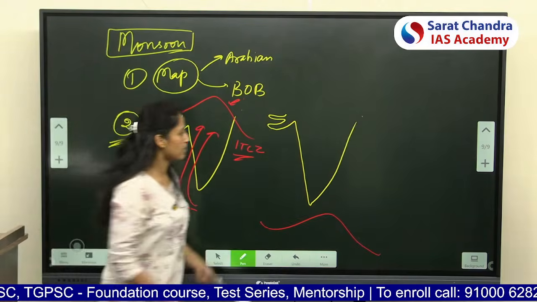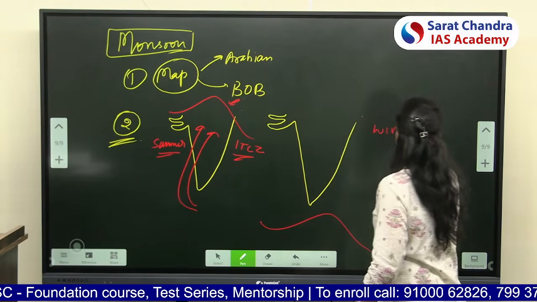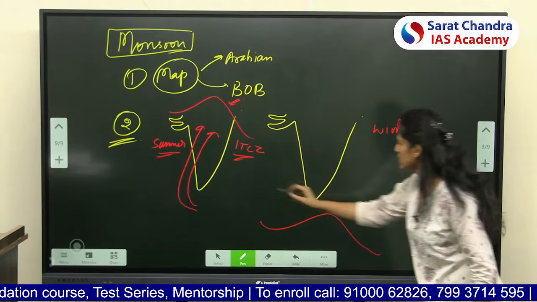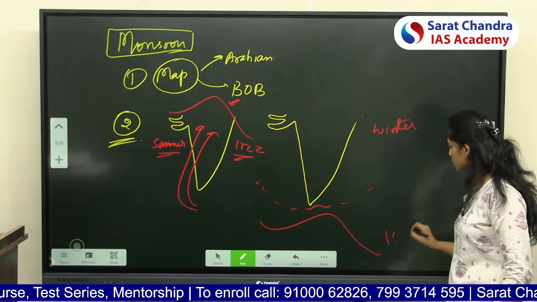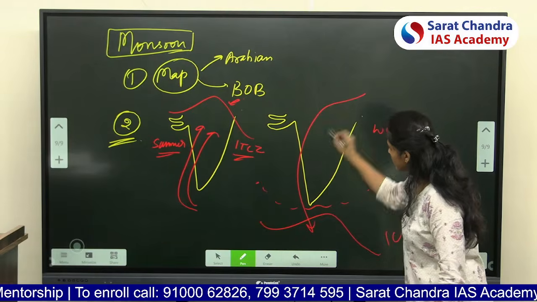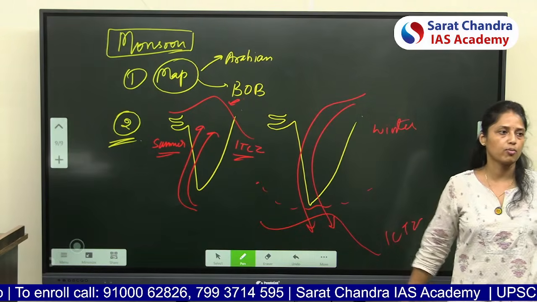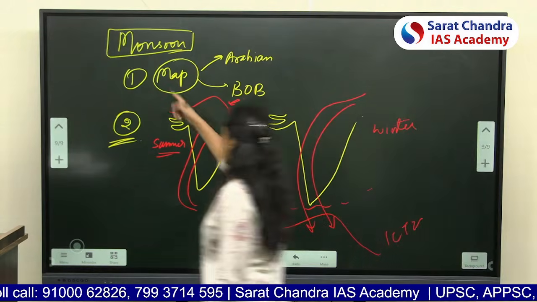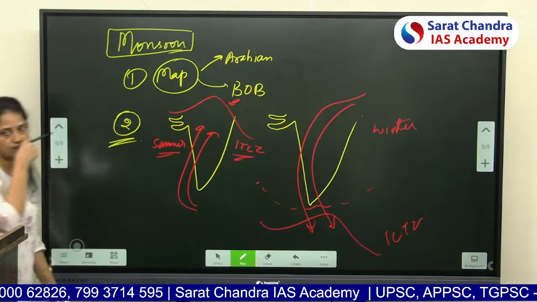In the next diagram you can show the situation during the winters. During the winters, the ITCZ shifts south of the equator. That's why all these winds are attracted there and the monsoon recedes from India. These basic diagrams must be there in any answer related to monsoon.